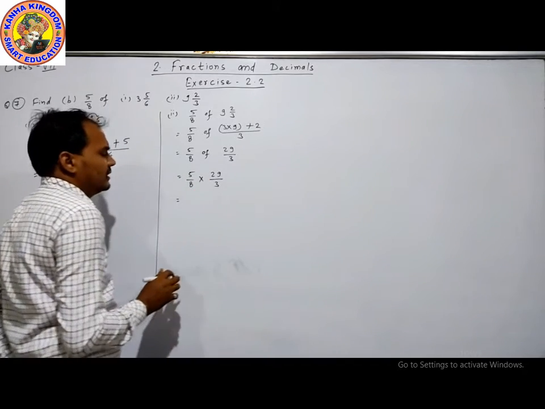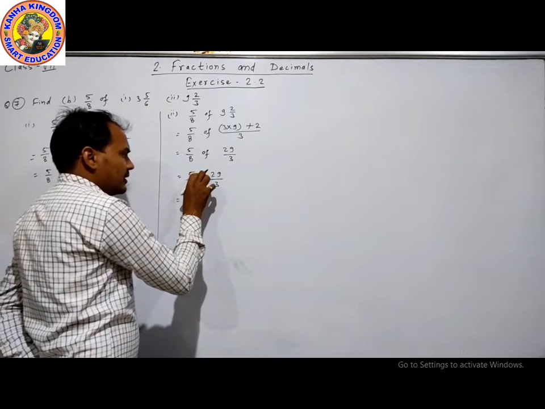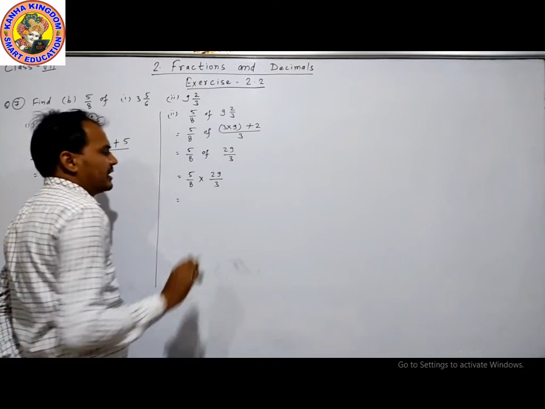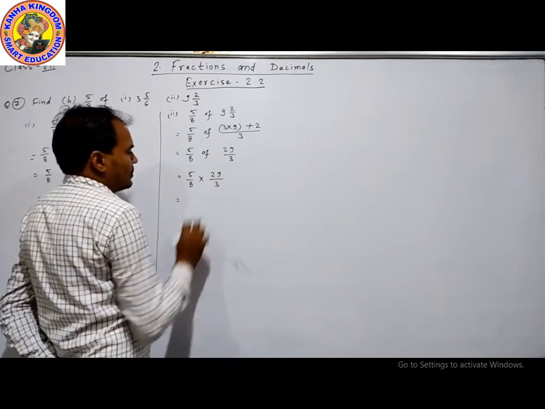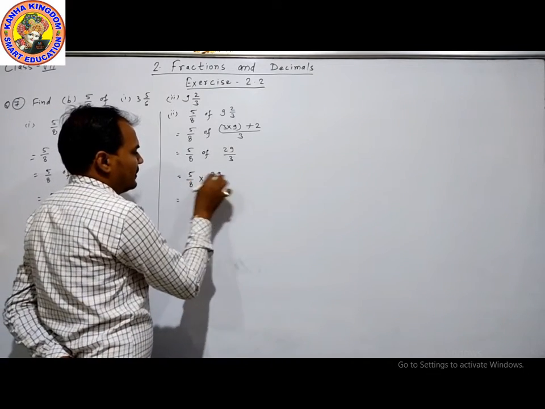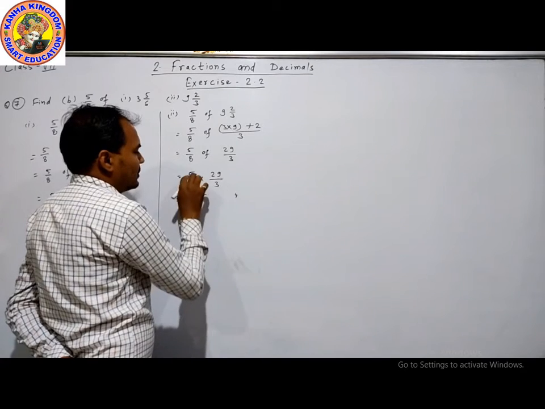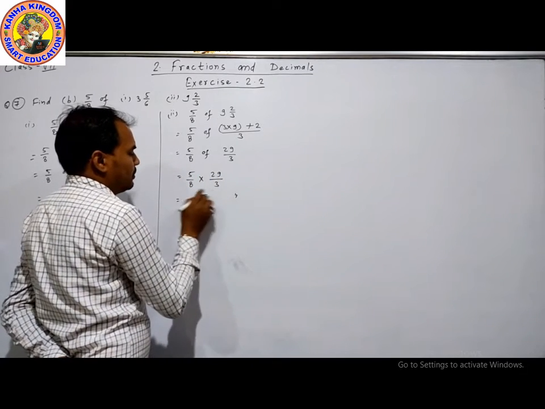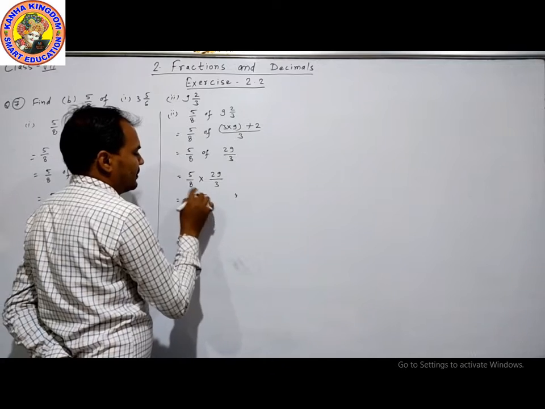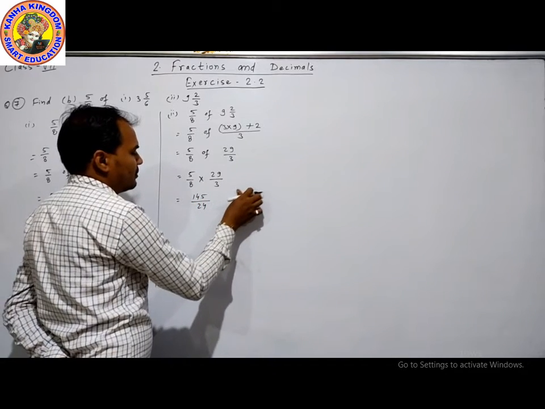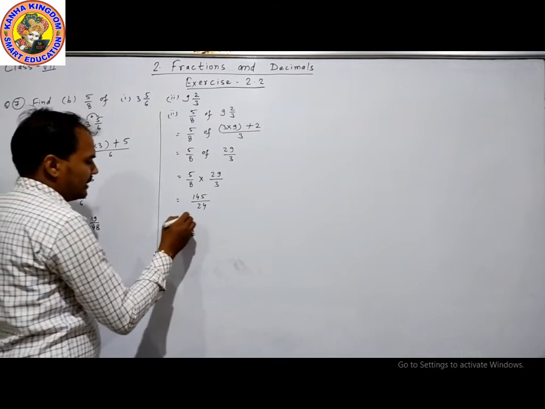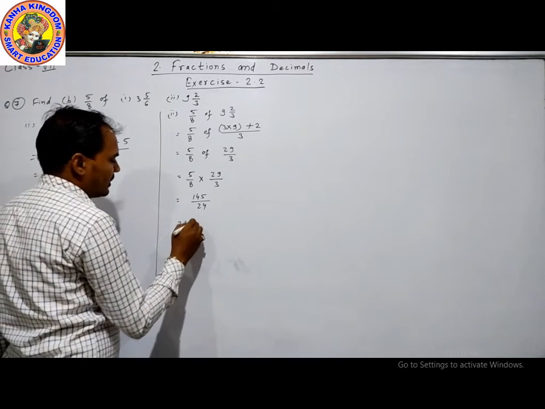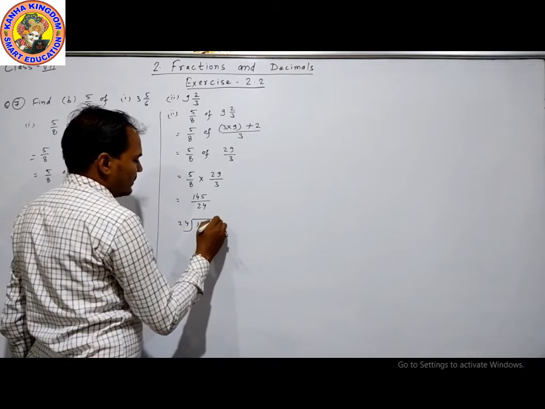When we multiply these numbers, numerator and denominator will multiply separately. So 29 into 5, 5 into 9, 45, 5 into 2, 10, 10 plus 4, 14, so 145, divided by 8 into 3, 24. This is our fraction number. We can change it into a mixed fraction number by dividing 145 by 24.